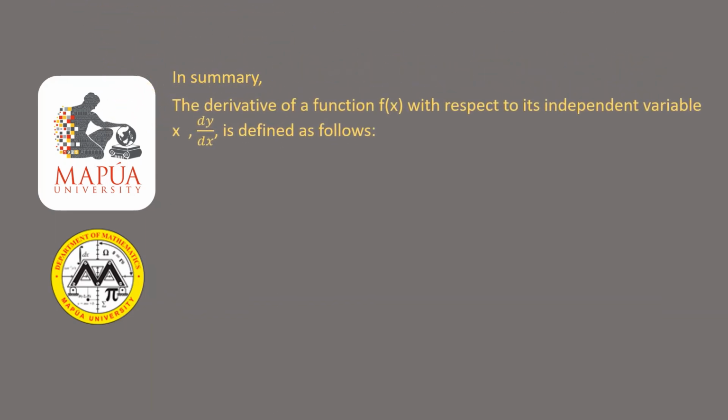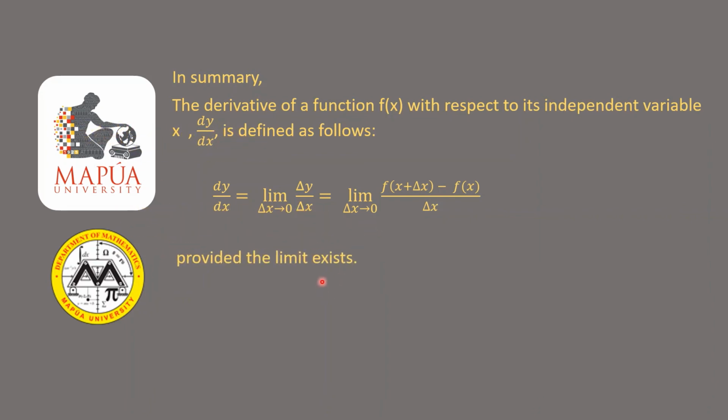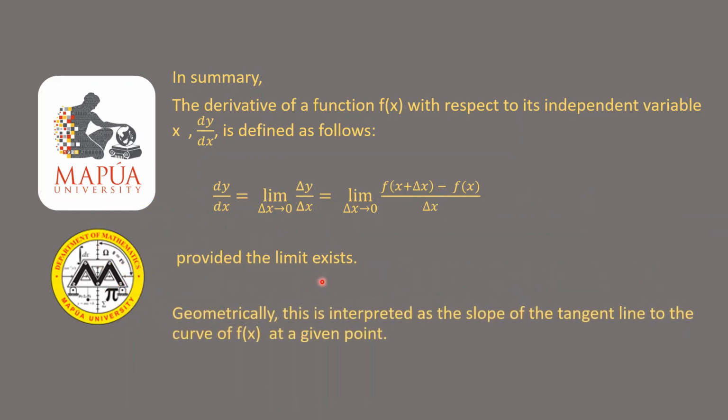Summarizing what we have in this lesson, the derivative of a function f of x with respect to its independent variable x, denoted by the symbol dy/dx, is defined as follows: it is just the limit of delta y divided by delta x as delta x approaches 0, or we have it equal to the limit of the difference between f of x plus delta x and f of x divided by delta x as delta x approaches 0, provided that this limit exists, and that geometrically the derivative dy/dx is interpreted as the slope of the tangent line to the curve of f of x at a given point P.